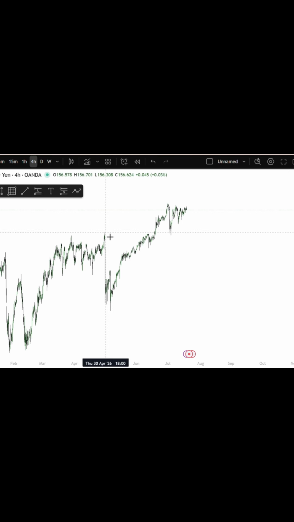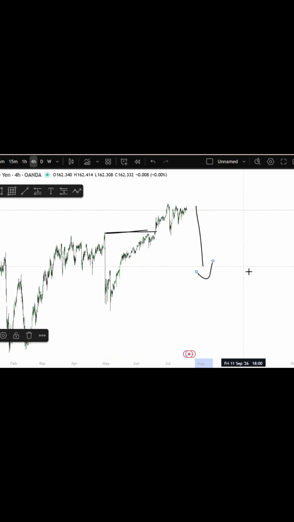Moving on to USD Yen, we can see on the 4-hour time frame we are trading after this 4-hour break of structure, and we are trading at 162 levels. I am still in the near future anticipating this to sell off aggressively and towards the downside on the back of an intervention, but it's not something that I'm actively trading right now.